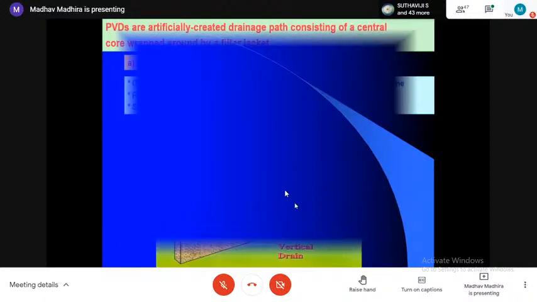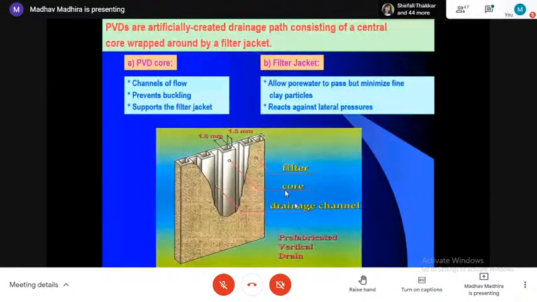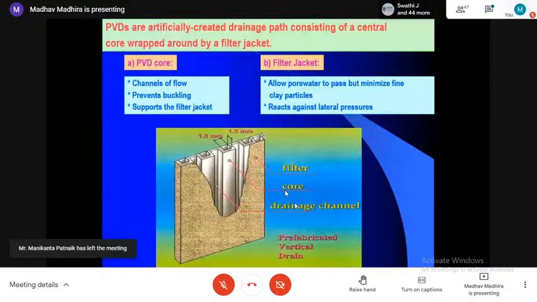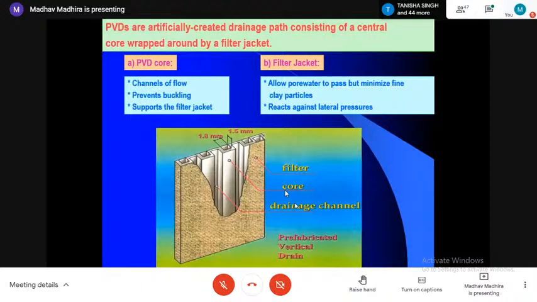How does the PVD look? It has 2 components. One is called the PVD core, which is made of polypropylene. It actually provides the drainage channels. It gives strength to the drain, prevents buckling, and supports the filter. The filter jacket is a non-woven geosynthetic. It allows the water to go through, but does not allow the fine particles. Also, it resists the lateral pressures, which is the horizontal component of the pressures in the ground. So the drain is very easy to install.